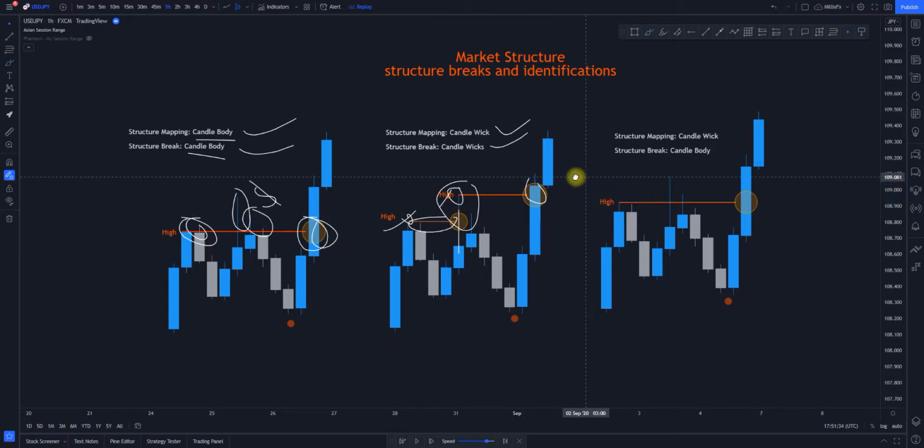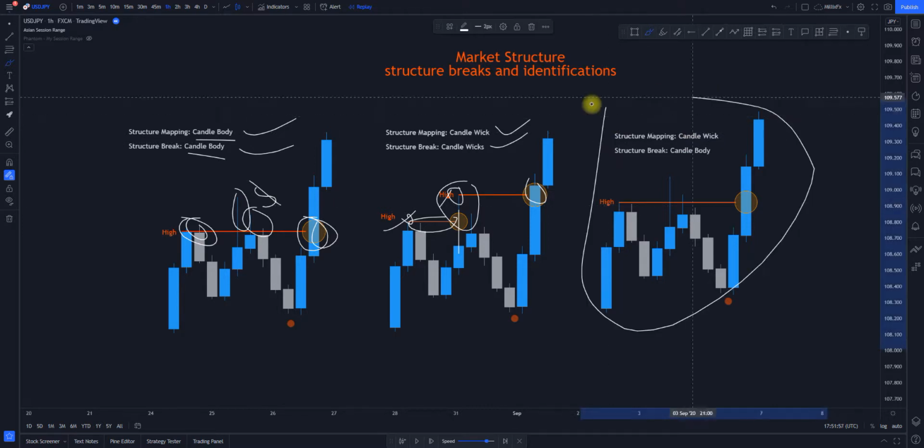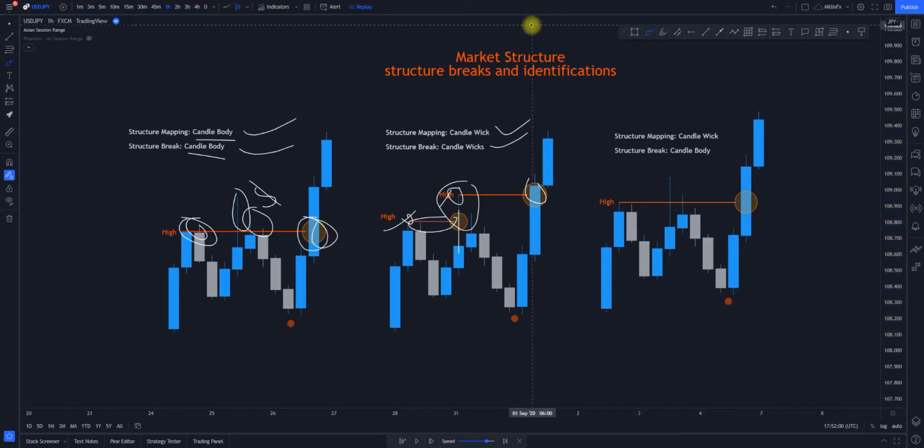Now let's go to the third structure mapping. Each structure mapping has its own pros and cons, and everything will be explained in the next episode. Now let's go to the last structure mapping. This last one is almost the same as the rest, but in a slightly different way, which I use. This is what I use as my structure mapping, and let me explain the reasons why I use this particular one.